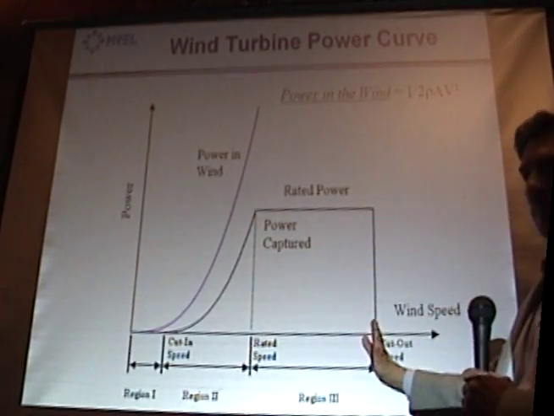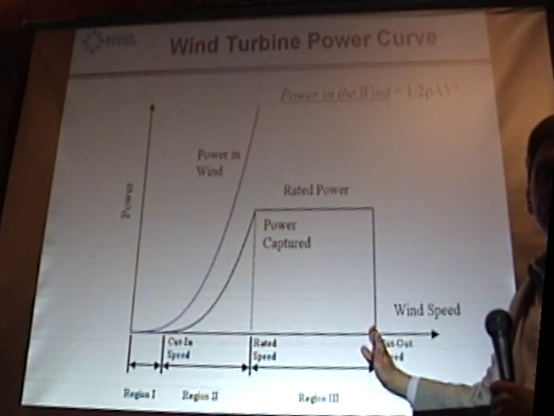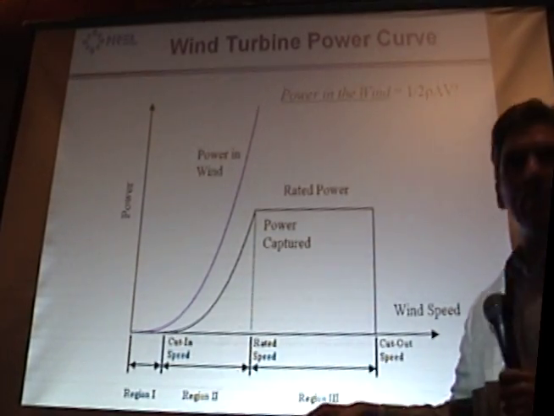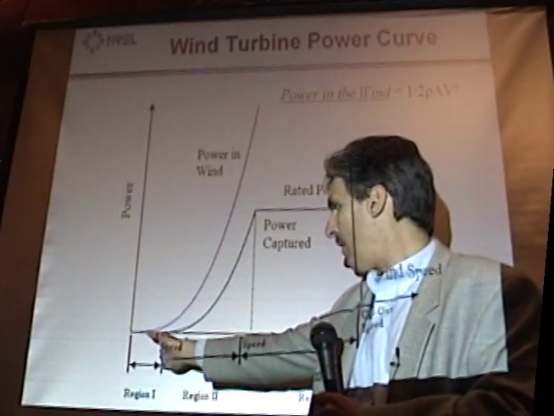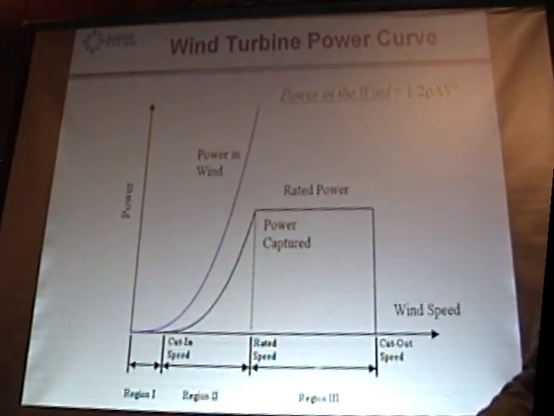Normally this is about 50 miles an hour. That means that most of the time the winds don't exceed that, and it's not really worth operating it. And this is about 12 miles an hour, where the winds are so light there's not enough energy in there to bother with. So it's in between the 12 miles an hour and the 50 miles an hour where we do all the wind energy capture.